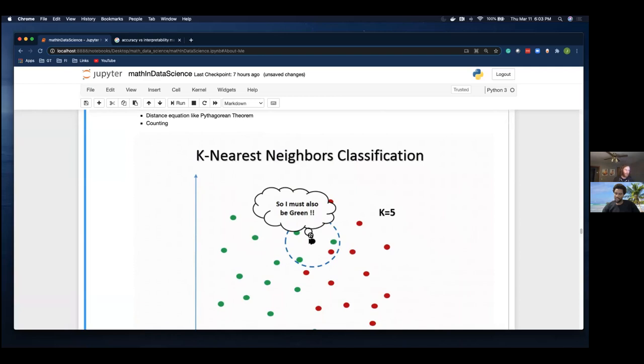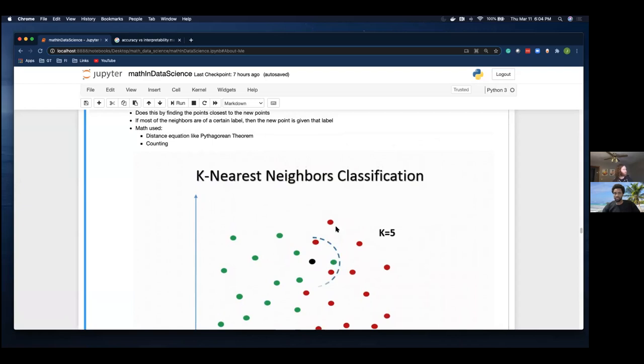You take a look at the 5 points that have the nearest distance to this black point. When you looked at these 5 points that are closest, 3 of them were green and 2 of them were red. So it's essentially like a vote. 3 of them voted green, 2 of them voted red. So 3 is greater than 2, and it predicted it to be green. So it finds those 5 nearest neighbors, 3 are green, 2 are red, so its prediction would be green.